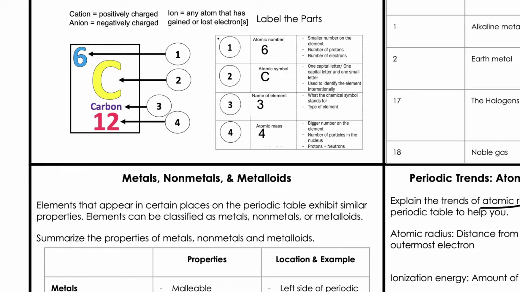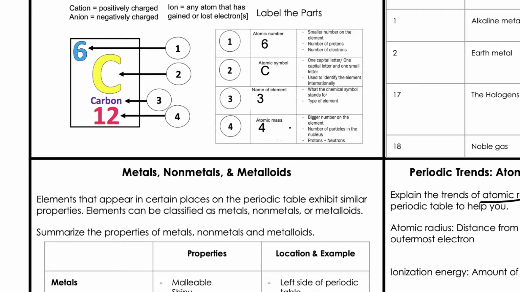The atomic number is normally at the top. It's a smaller number. The atomic symbol is basically used to identify the element internationally. So in any country, they would use this symbol. No matter what language you study, it's going to be the same. Number 3, name of the element. Yeah, as it says, the name of the element. Atomic mass, number of protons and neutrons.